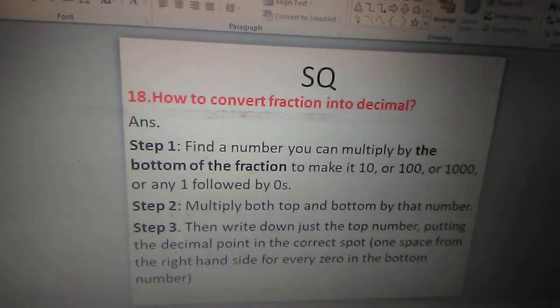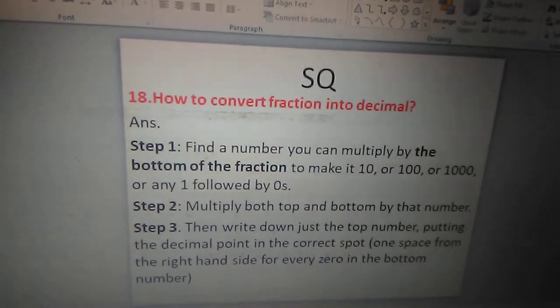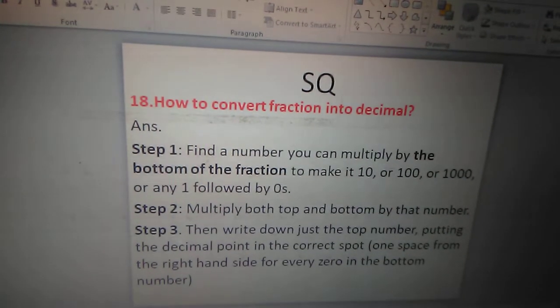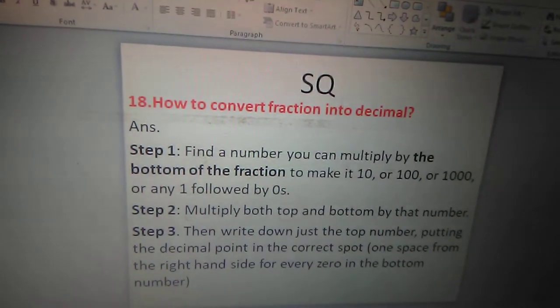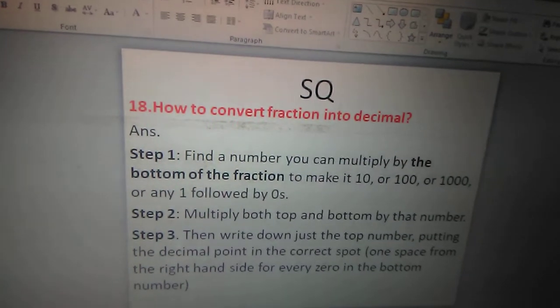So you repeat again. At first you have to find such a number by which, if you multiply the denominator, it will be 10 or 100 or 1000 or 10,000, and so on.